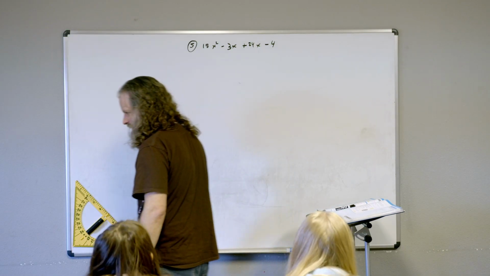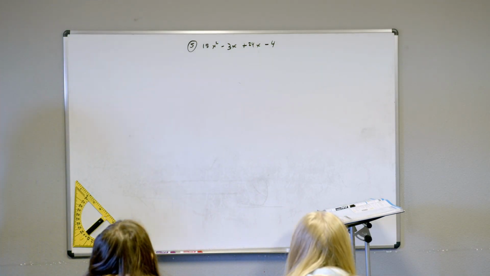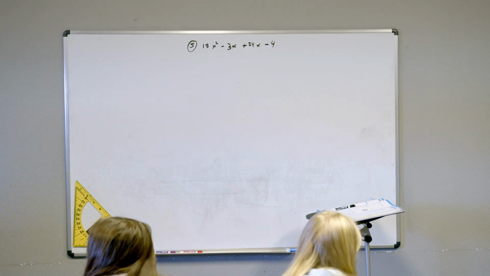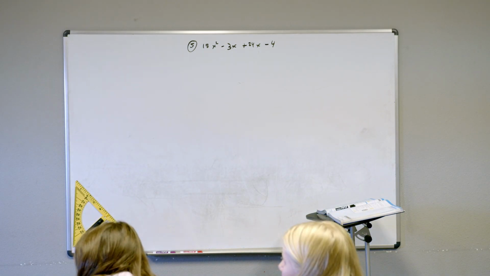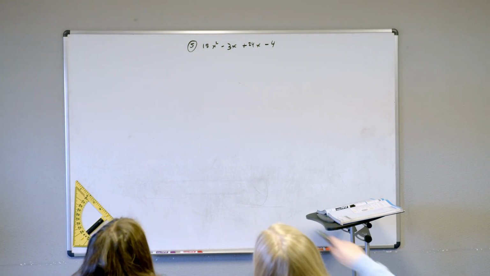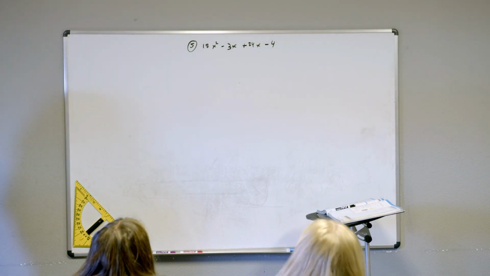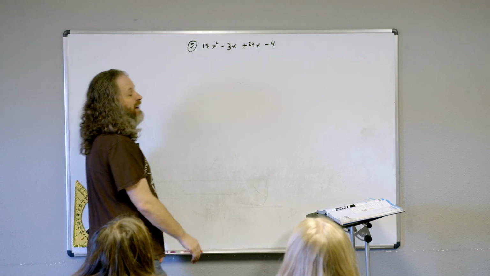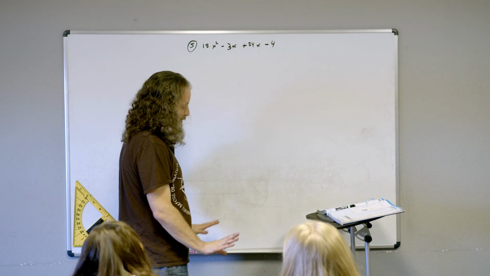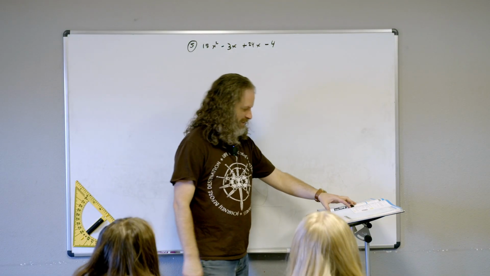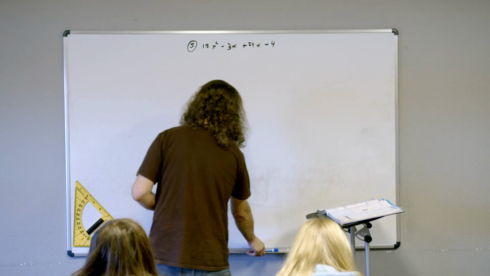How many terms are there? 4. Which means there's a really good chance that this can be factored by grouping. You get everything divided by 3. No, not right now. So you're actually kind of on the right track without even knowing it. Okay? So we can factor this by grouping.